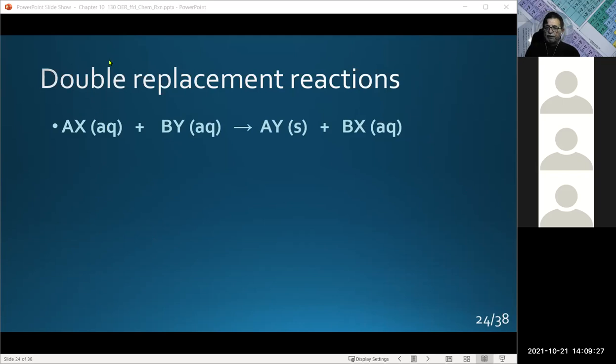So where you had AX before, now you have AY, okay? And where you had BY initially, now you have BX. And what drives this reaction is that one of these will have to be insoluble based on the solubility rules. If both of the products are soluble, no reaction, okay? Gotta have at least one of the products insoluble.